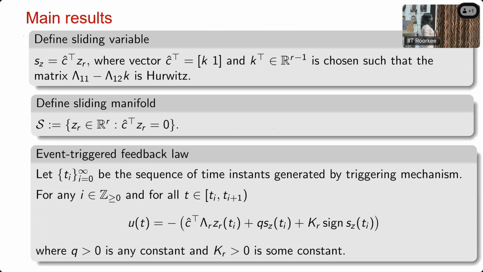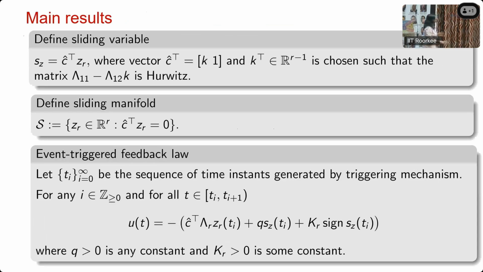In the event triggering mechanism, this is the control input which we have proposed. Suppose it was not an event triggering mechanism and it was a continuous control technique, then you would have over here ZR of t, SZ of t. Basically, the control will be computed as t progresses.